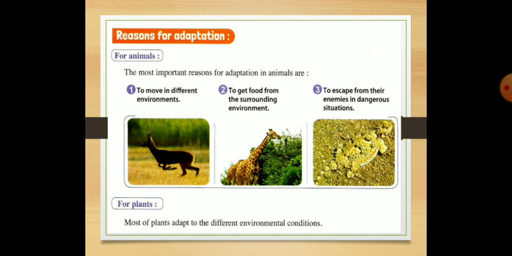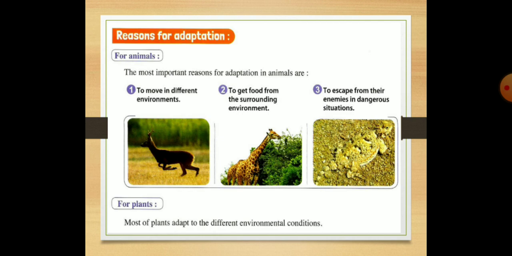Now we are going to talk about the reasons for adaptations in animals and in plants. First, for animals, the most important reasons for adaptation are to move in different environments; number two, to get food from the surrounding environment; and finally, to escape from enemies in dangerous situations. And about plants, most plants are adapted to the different environmental conditions.